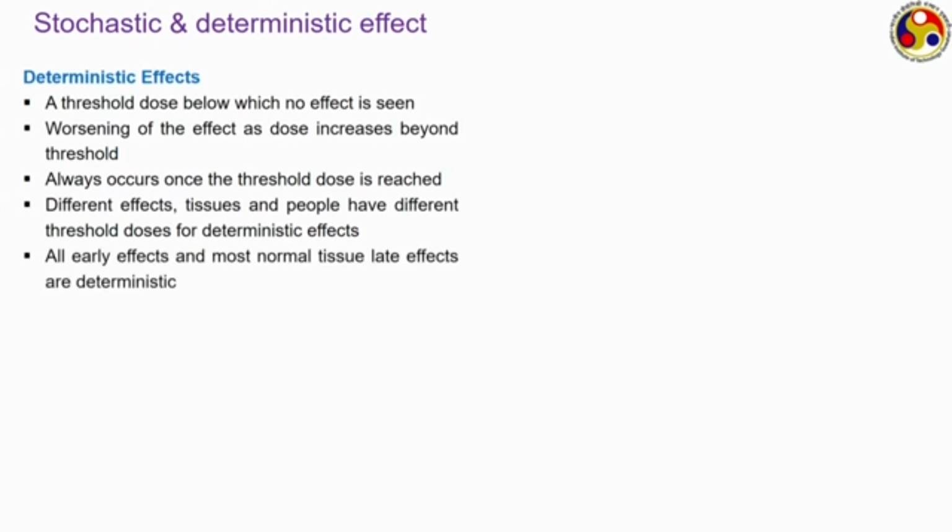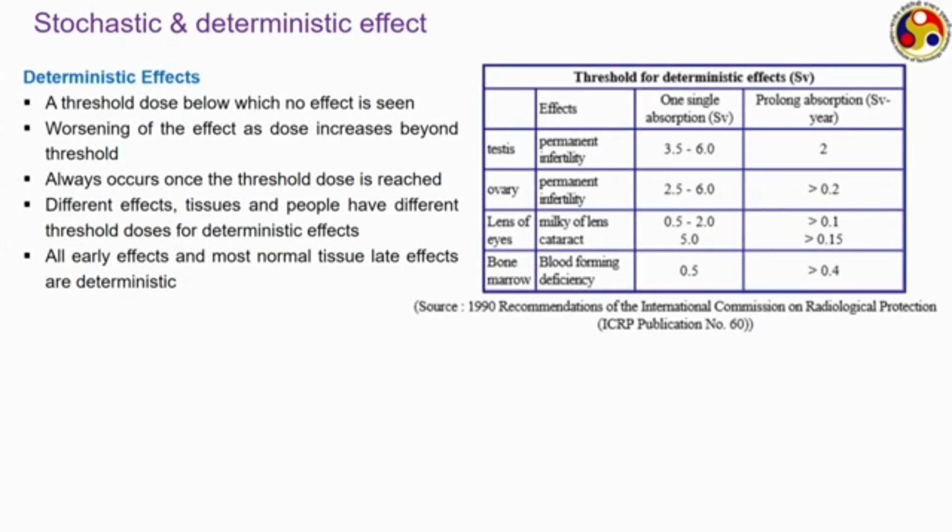And any early effect, as I have mentioned, and most of the normal tissue late effects are deterministic or non-stochastic in nature. These are some typical values of the threshold corresponding to the deterministic effect. Like generally the genital organs are the most affected by the radiation, and as you can see here, when they are subjected to, say the testis is subjected to a single absorbed dose of strength 3.5 to 6 Sv, then that is actually a quite high dose, or a prolonged absorbed dose measuring 2 Sv per year, then that will lead to permanent infertility. Ovary is even more sensitive. Generally the female genitalia is much more sensitive than the male genitalia, and that is why the value is even smaller, in fact 10 times smaller than this.